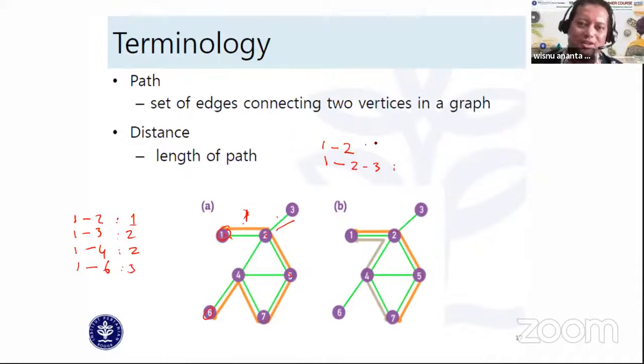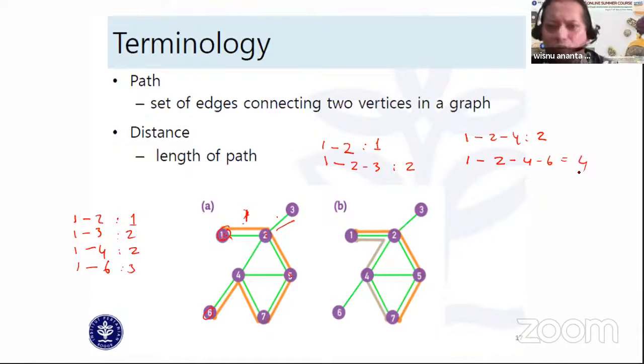This is the length of path 1. This is length of path 2, and 1, 2, 4. And for example, 1, 2, 5, 6. Like this. But what is shortest path?